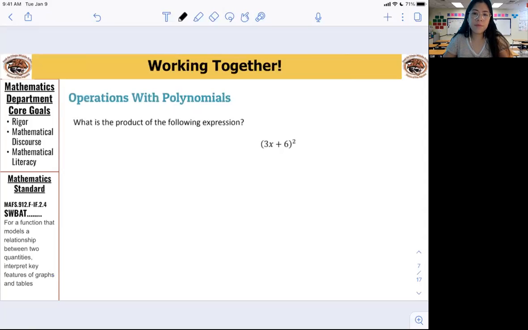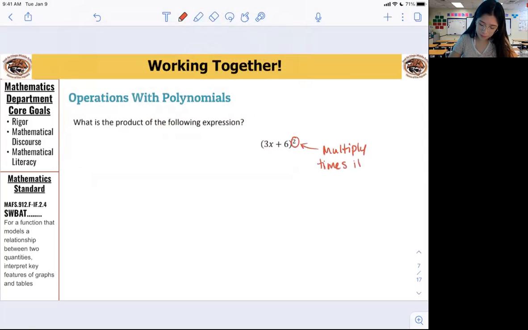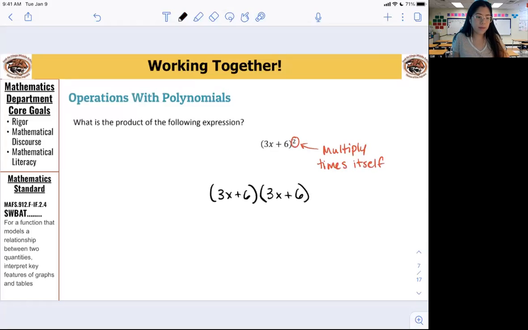3x plus 6. Times what? Times itself. Okay, good. So remember that if you have an exponent like this, it is telling me to multiply times itself. So I can rewrite this as 3x plus 6 times 3x plus 6. So go ahead and take a minute to FOIL on your own, and then we'll compare our answers at the end.